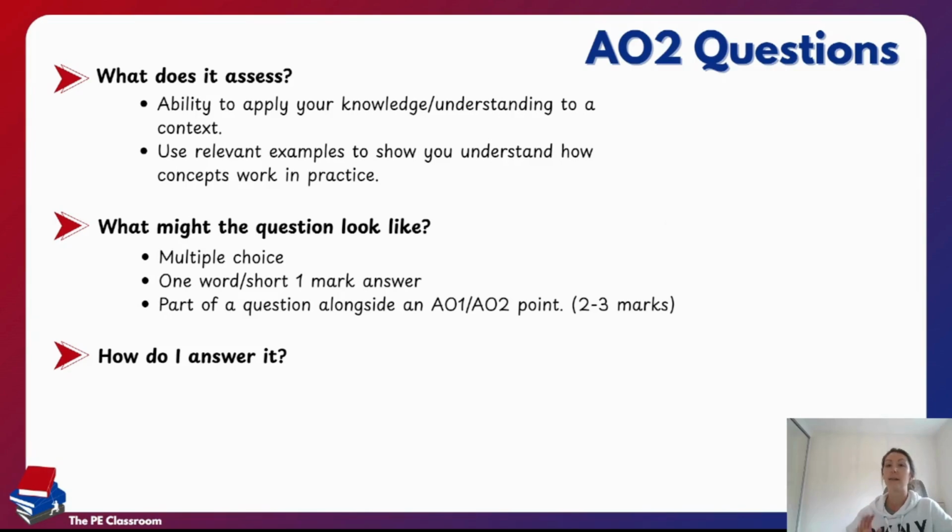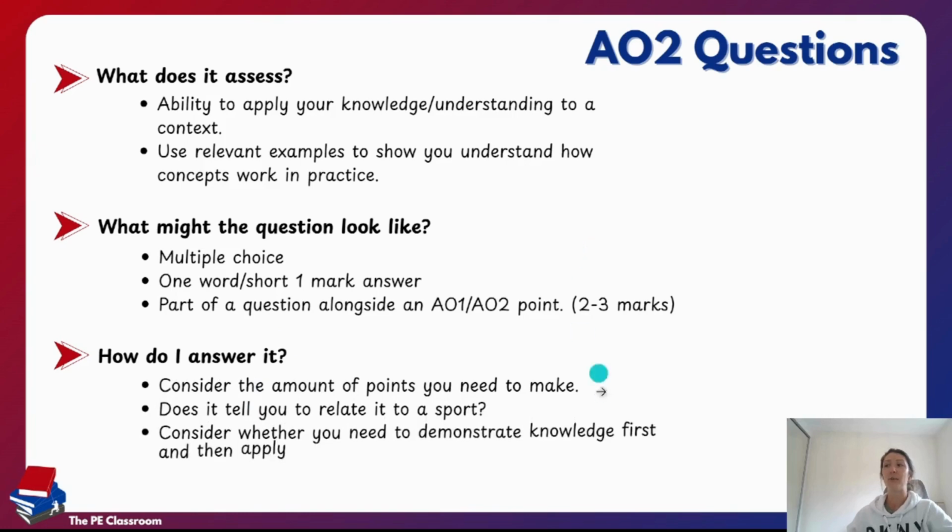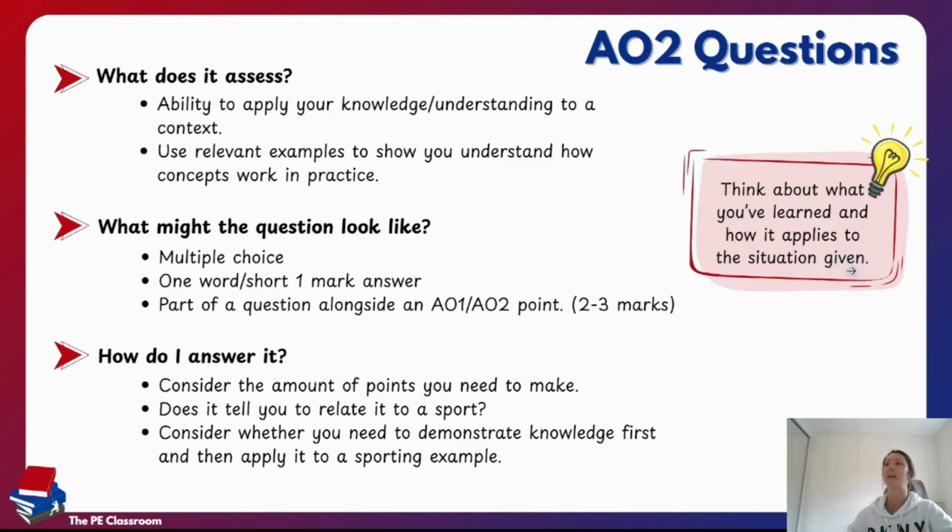Similarly to AO1 questions, it might be multiple choice, it might be one word or short 1 mark answers, or again it might be a question that's alongside an AO1 or an AO3 point, and it could be worth more than 2 or 3 marks. How you answer it, you want to consider the amount of points that you need to make. So is it just 1 mark, is it 2 or 3 marks? Does it ask you to specifically relate it to a sporting example? And you might need to consider whether you need to demonstrate some knowledge first. So going back to that, if it's alongside an AO1 mark, you might need to add a little bit more before you hit that AO2 assessment objective.